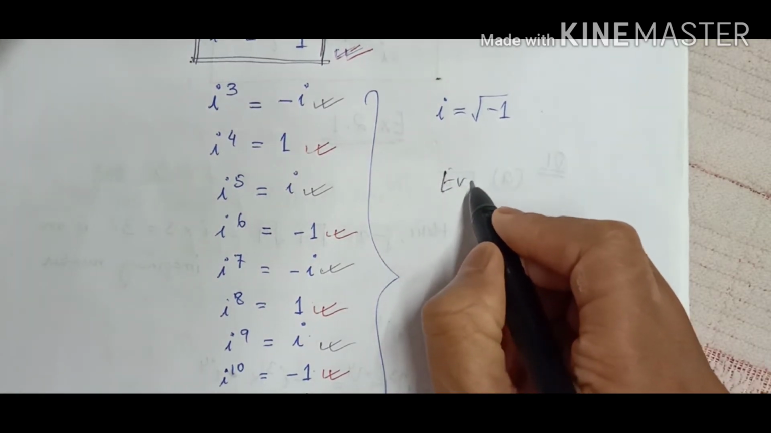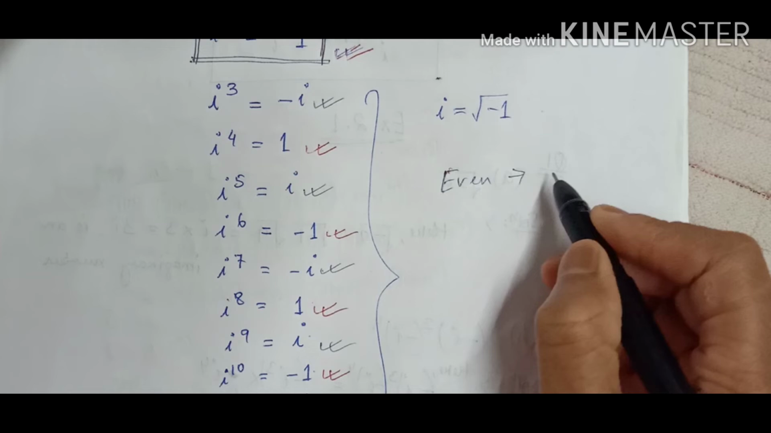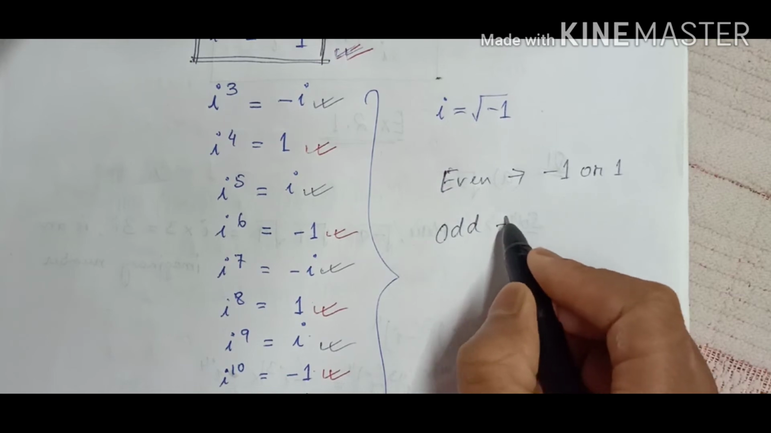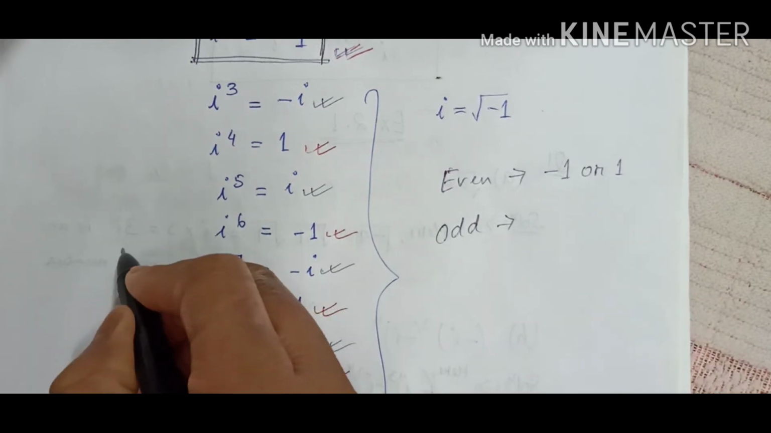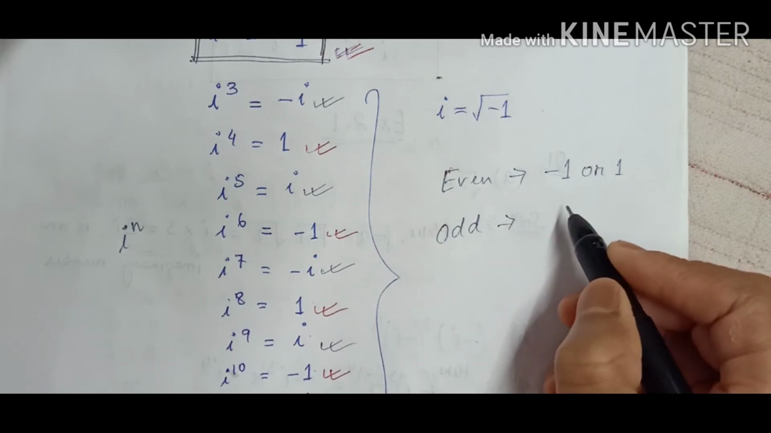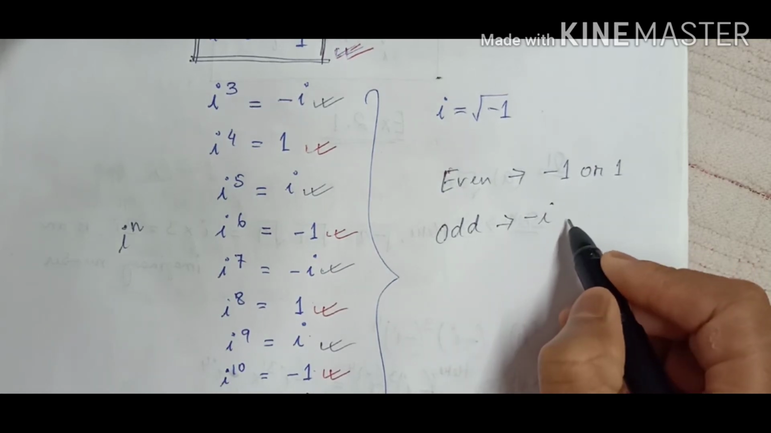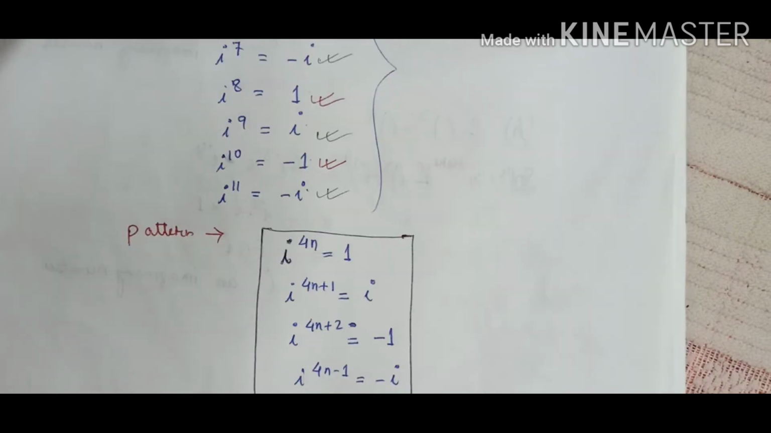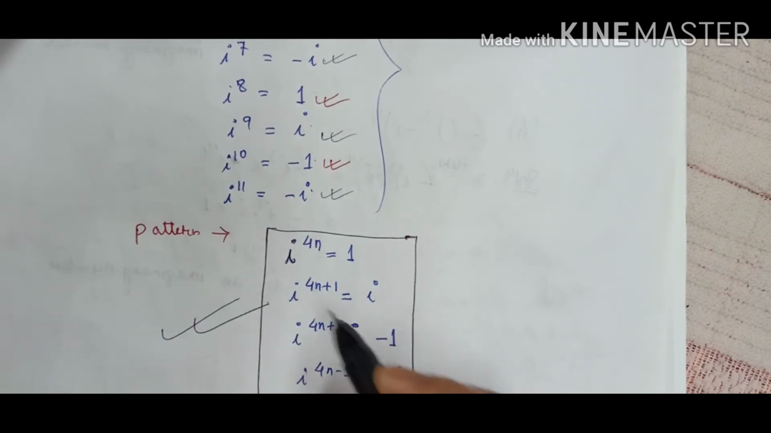So wherever they are even, we are getting 1 or minus 1, and for odd numbers, that means if you take i to the power n and n is odd, it is either i or minus i. Okay, so we have seen the pattern and it follows a sequence, and we have found a formula for this. What is the formula? Now I will show you. This itself is the formula.